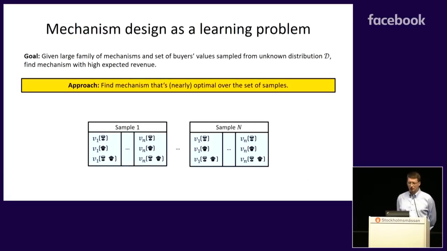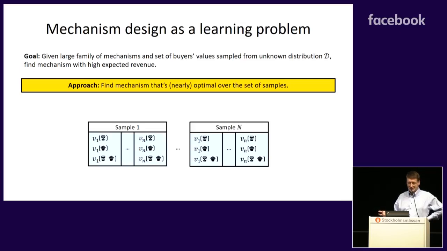So more formally, if you think about it as a learning problem, your goal is the following. Given a large family of mechanisms and a set of bidder values sampled from an unknown distribution D, find a mechanism with high expected revenue on the real distribution D, which we don't know.